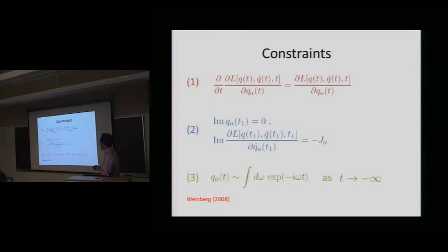This just says that the q's obey the same equations of motion as the classical variables. We also have the constraint that these q's have to be real at the time t1 at which we evaluate the correlation function. That is, if these q's should describe some physical quantity, it should describe a real physical quantity as opposed to an imaginary one.